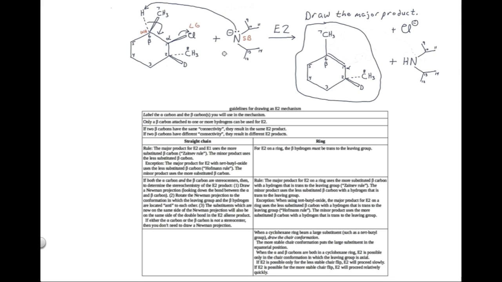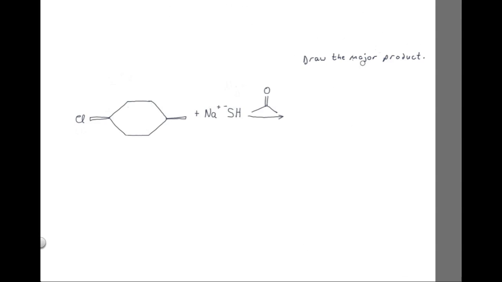We also reviewed the idea here that on a ring, the beta hydrogen must be trans to the leaving group. That's how we knew we were going to use this hydrogen for E2 rather than using this deuterium for E2. And also, I think this is the first problem we've worked on where we used an N- as our strong base rather than an O-. Please pause the video and try this problem.